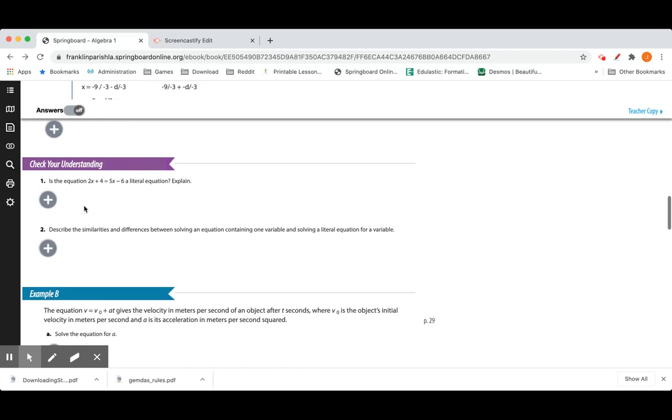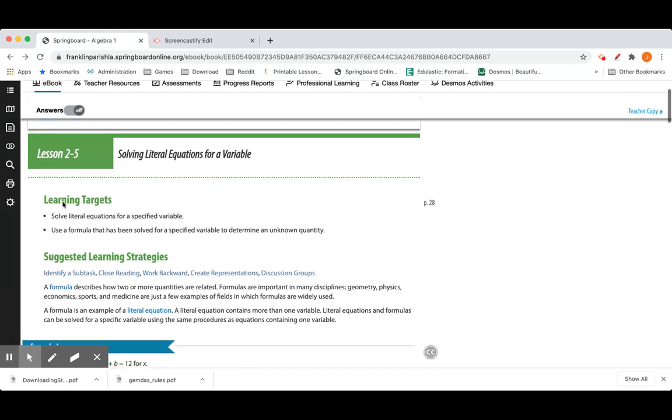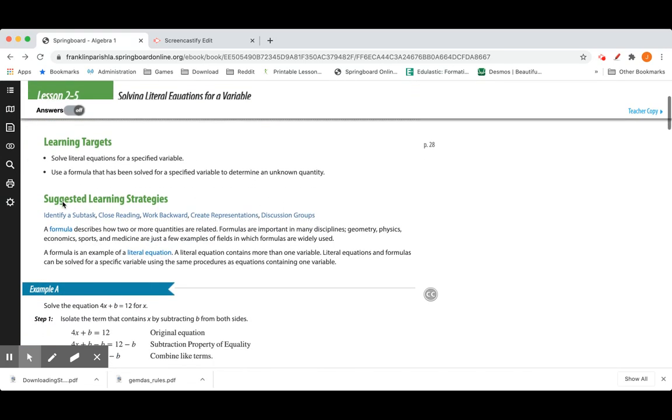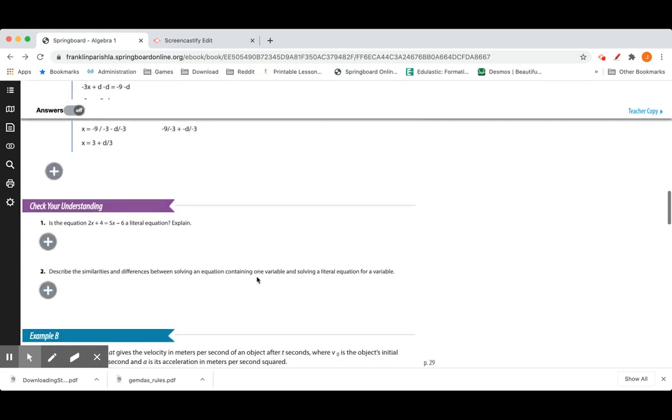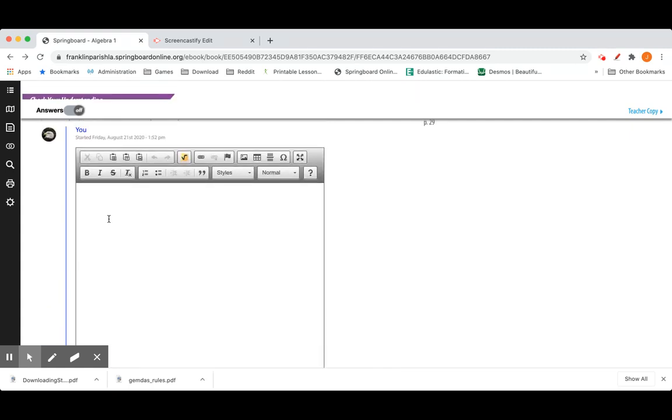All right, checking our understanding to make sure we got this. Is the equation 2x plus 4 equals 5x minus 6 a literal equation? And explain. Remember our definition, literal equations have to have more than one variable. It could be 3 or 4, but we're not worried about that. A literal equation just contains more than one. So does this one have more than one variable? And the answer is no. It does not have more than one variable.